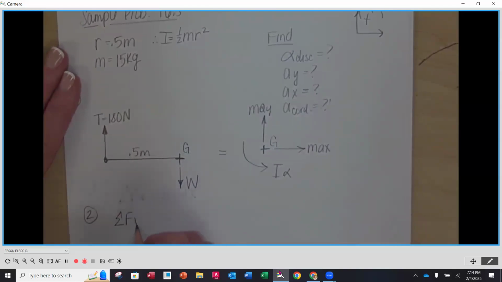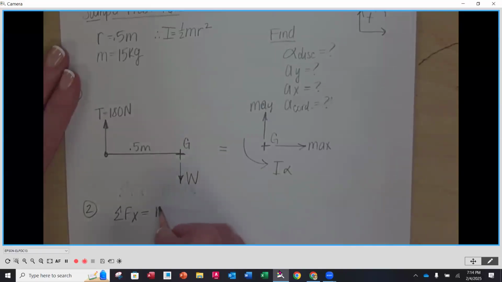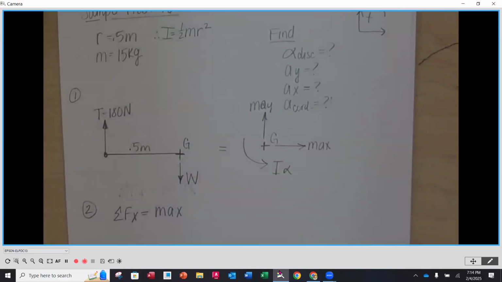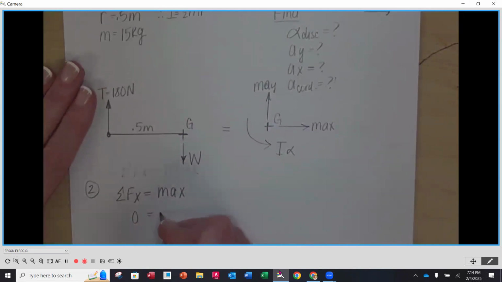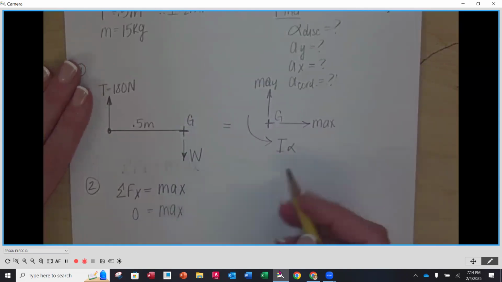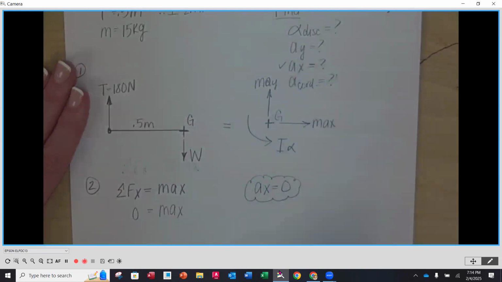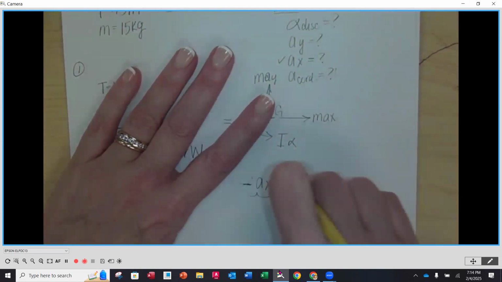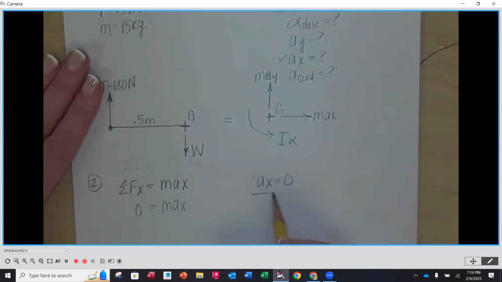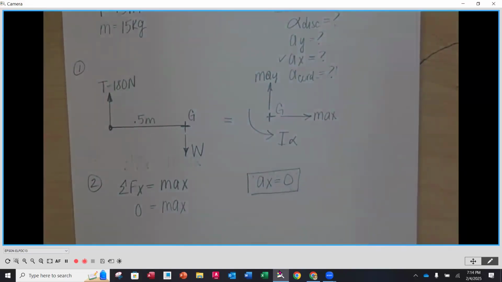So we are going to sum our forces in the x direction equal to max. And you're going to notice here we don't have any forces in the x direction. So that means that's going to be 0. So 0 is equal to max. Solving for our acceleration in the x direction, that is equal to 0. Okay, so that takes care of our ax. Actually, I'm going to change my cloud to a box because that is a final answer. I put clouds around intermittent ones that we're going to go back to.